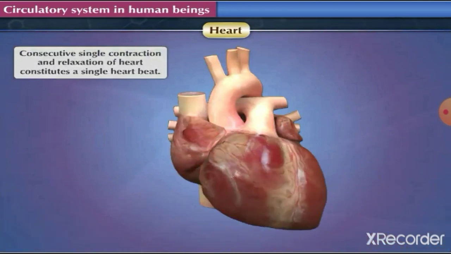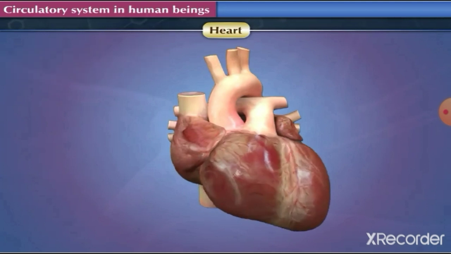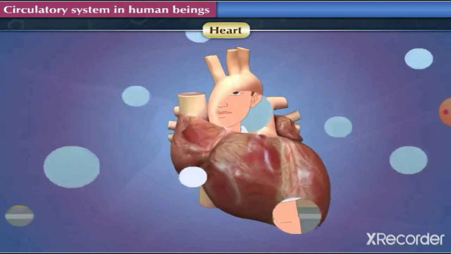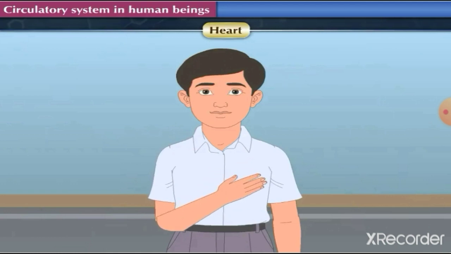Consecutive single contraction and relaxation of heart constitutes a single heartbeat. You might have definitely heard your heartbeat. Come, let's hear it again. Amazing, isn't it? Come, let's perform an interesting activity related to it.